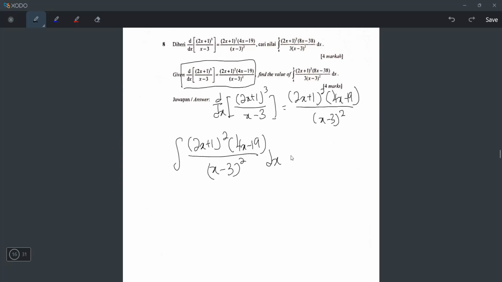Usually students forget to write the dx. Will equal back this thing, will equal back (2x+1)^3 over (x-3). Another way to look at it is the d can move to become differentiate and the dx can move to become differentiate, right? That's the other way to look at it. But you should always know for this type of question, you need to do like that, right? You need to do it like this.